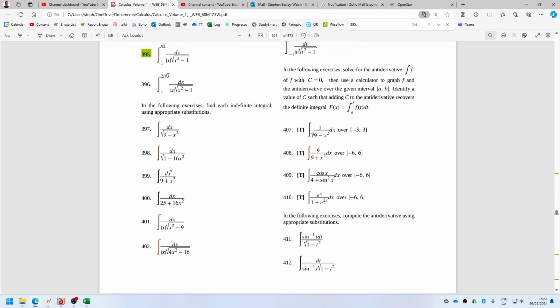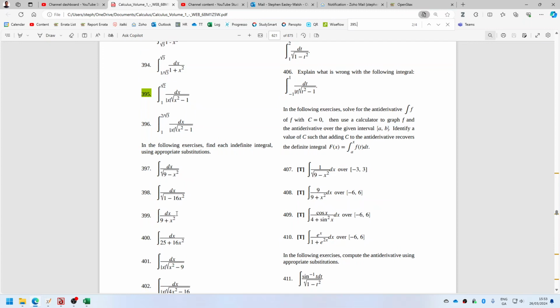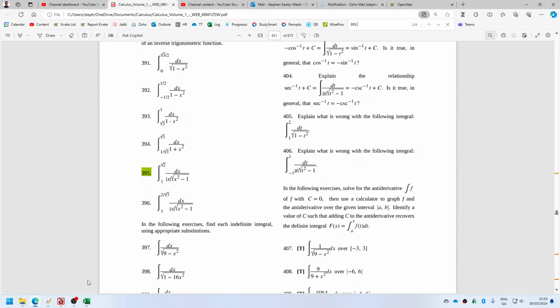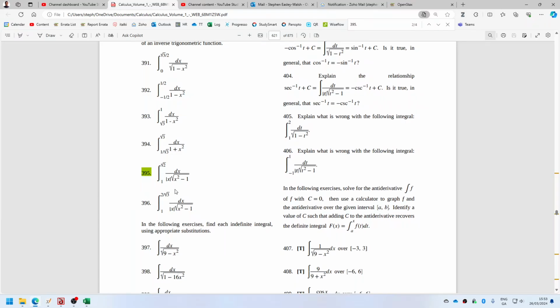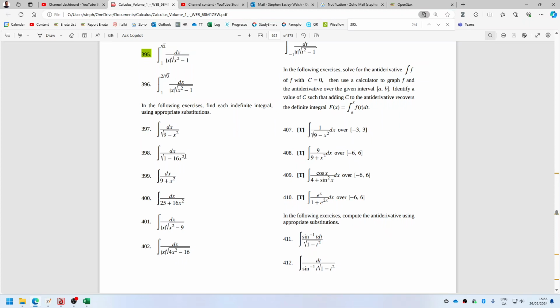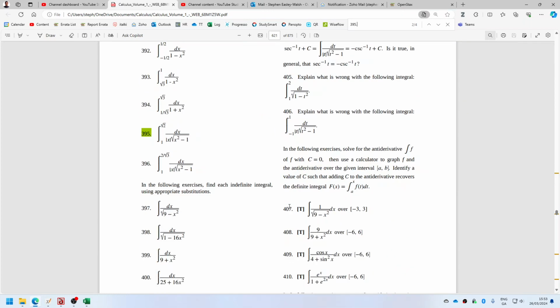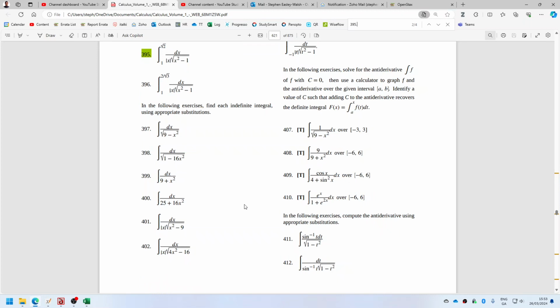Okay, so these ones are a little bit different because, well, actually, they're not much different. If I compare it to the formula here, the only one we just have to be careful about is when there's a coefficient on the x, but we can just divide that out. So these are all actually pretty straightforward, in fact.